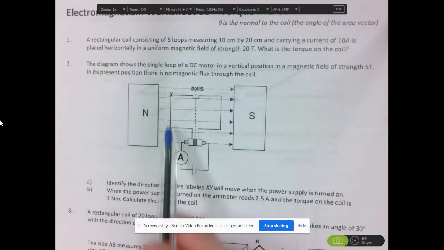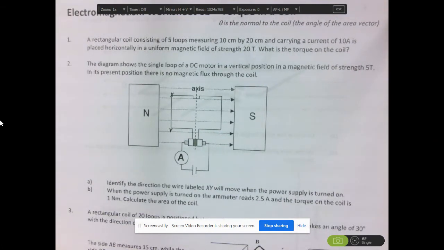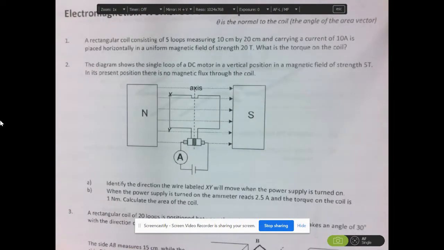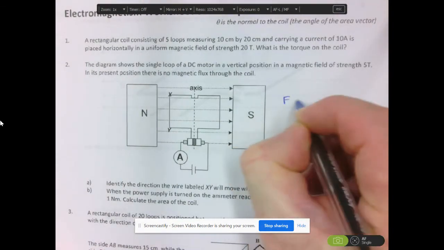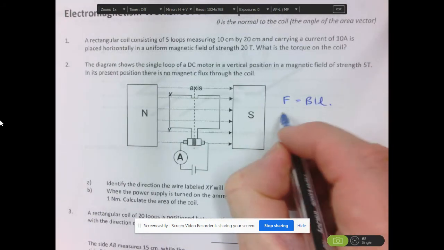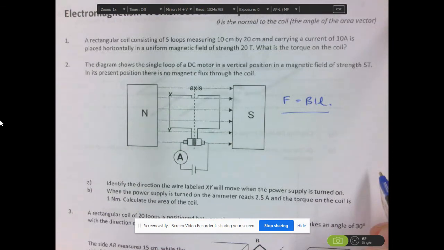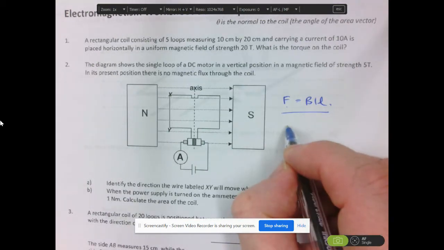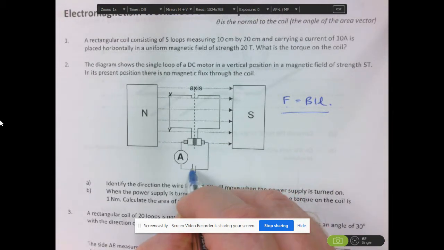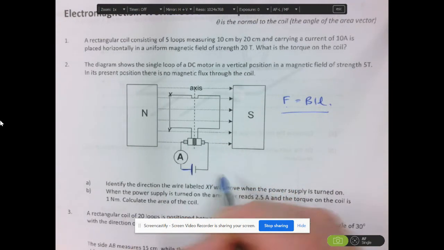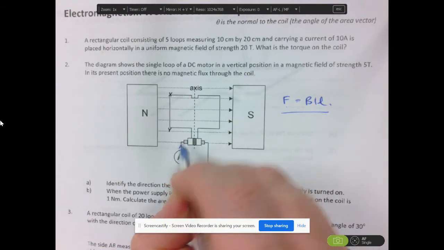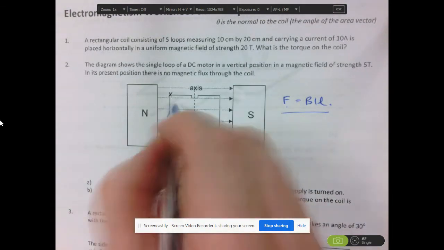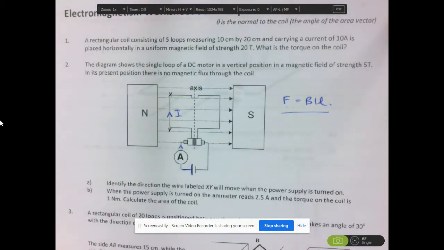X and Y, as this one over here. Identify the direction that the labelled wire will move when the power supply is turned on. So if we were using F equals BIL, in other words, it is going to undergo the motor effect. The direction of this force will be at right angles to both B and I. So we know that the current is going to flow out of the large one on our battery here. It's going to flow through this direction, so I is flowing that direction through the coil.